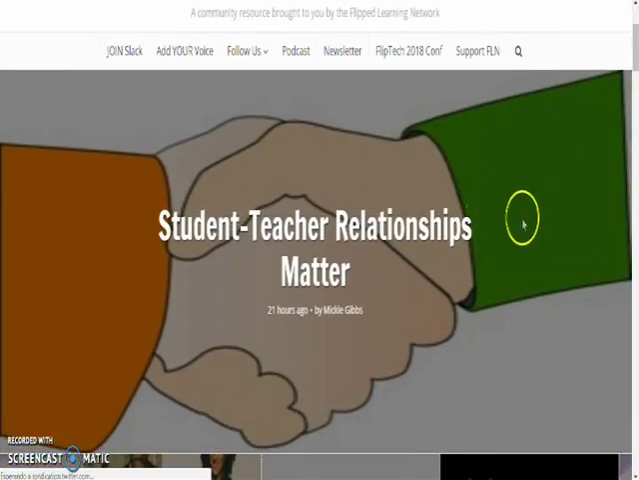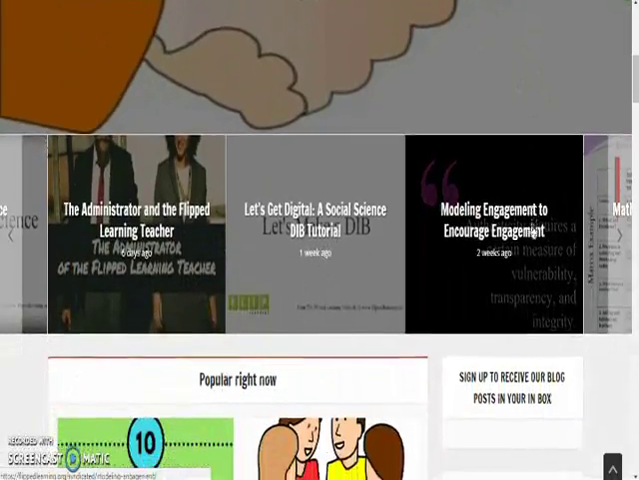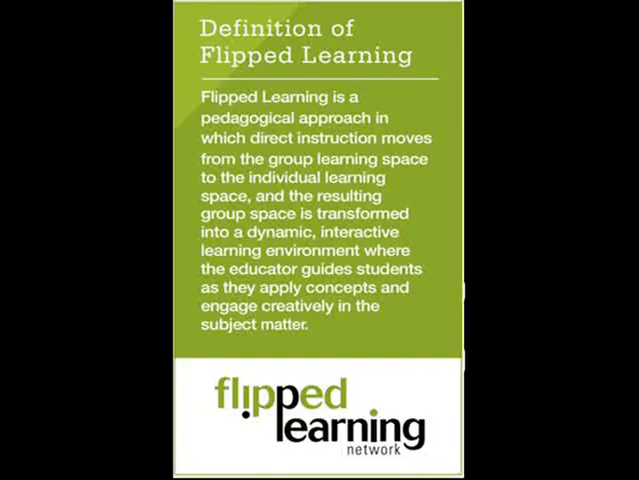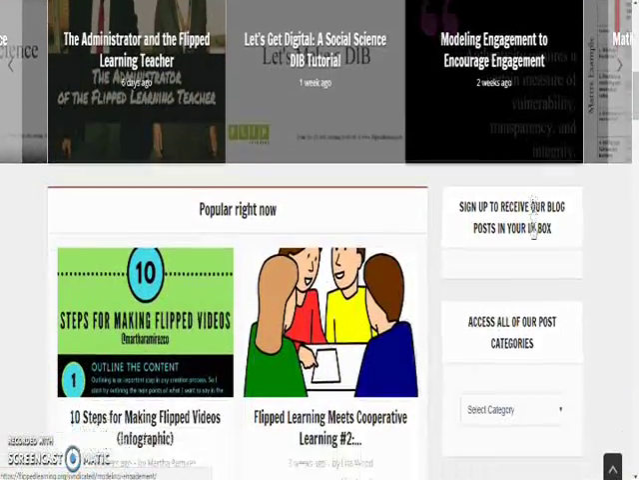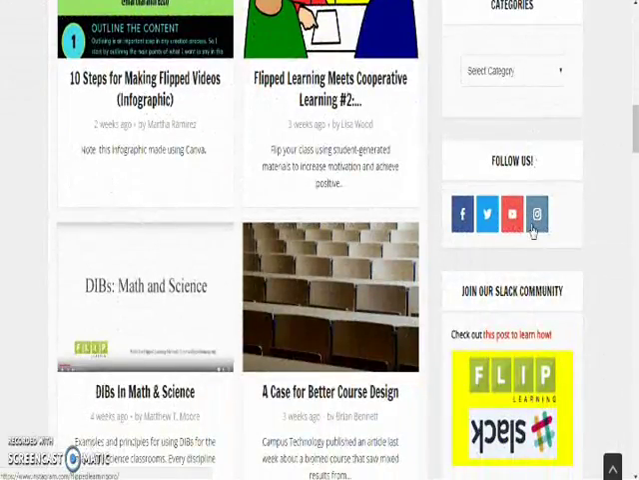Then, in 2014, the Flipped Learning Network came up with this definition. Flipped learning is a pedagogical approach in which direct instruction moves from the group learning space to the individual learning space, and the resulting group space is transformed into a dynamic, interactive learning environment where the educator guides students as they apply concepts and engage creatively in the subject matter. It is about students interacting with each other and the teacher helping them.